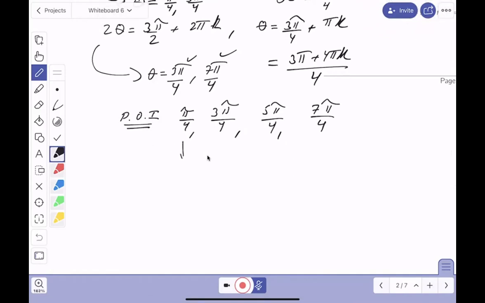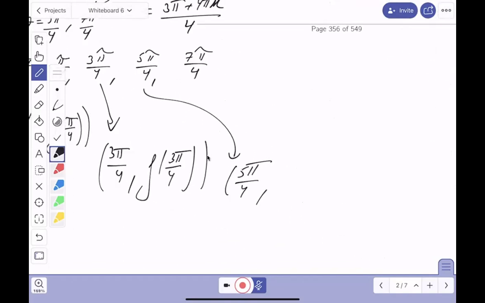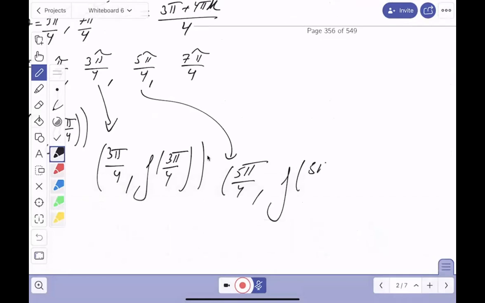What are those points? If you want to list them, it's pi over 4, f of pi over 4, 3 pi over 4, f of 3 pi over 4, 5 pi over 4, and f of 5 pi over 4. And the last one is going to be 7 pi over 4, f of 7 pi over 4.